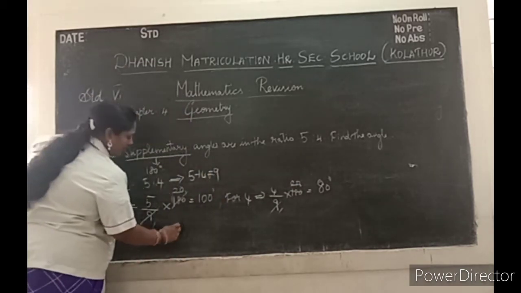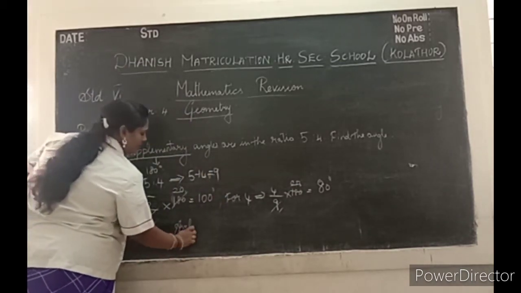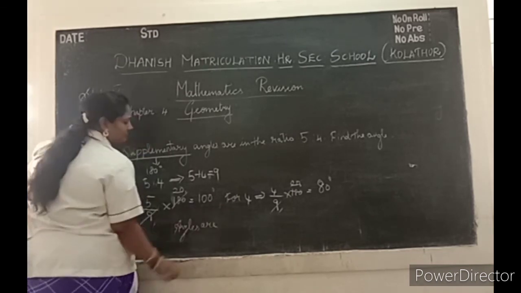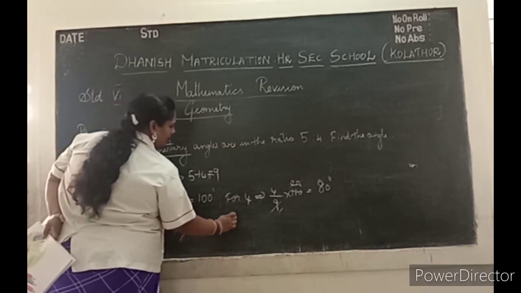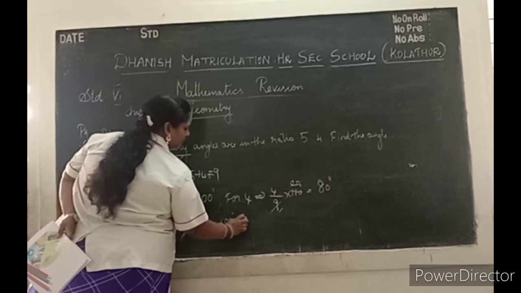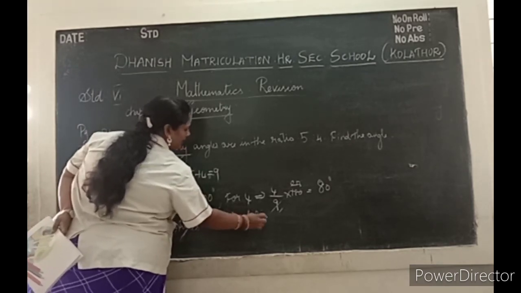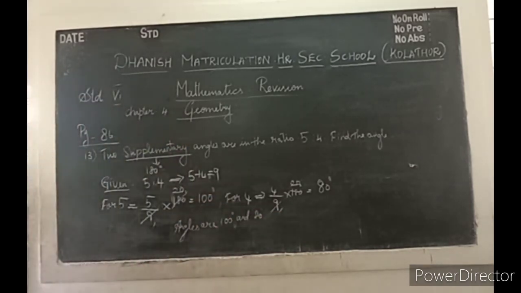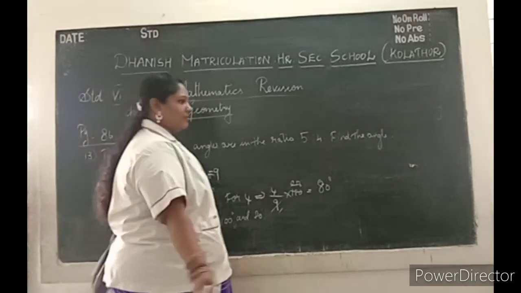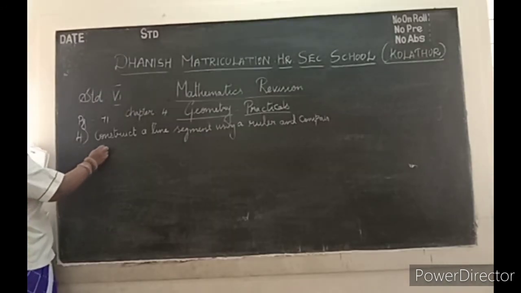So what are the angles? The angles are 100 degrees and 80 degrees. Okay, so these are a few questions which are very important, which I have asked for the unit test. I have revised. So I will find some.